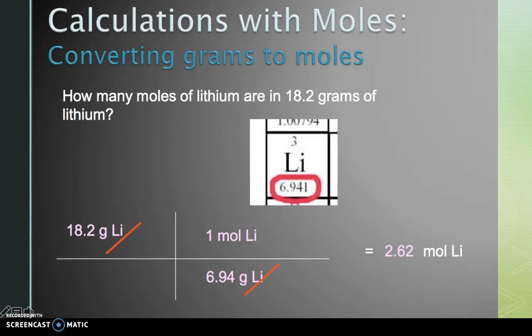Here I have moles of lithium that I'm looking for, and I have 18.2 grams. And so it's the same thing. This is basically over 1. They just divide it into 4 quadrants, 4 spaces. And so I have grams, so I put grams at the bottom. I just am rotating, flip-flopping my conversion factor. And so then I end up with 2.62 moles of lithium.